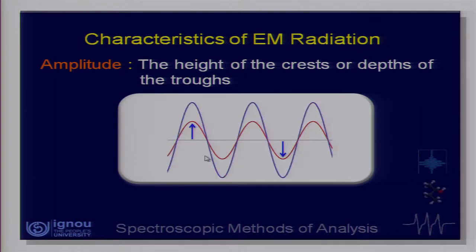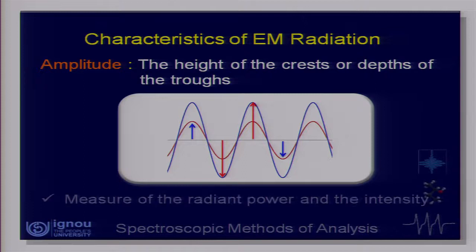If you take a different wave, now we can see that the amplitude becomes different, it is larger now. For the second wave in blue I have shown here, the amplitude happens to be more. Now, this amplitude of the EM radiation, or any wave for that matter, happens to be a measure of the radiant power and intensity of the radiation.